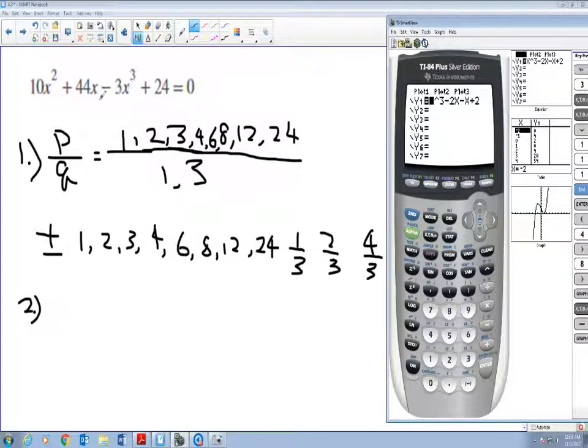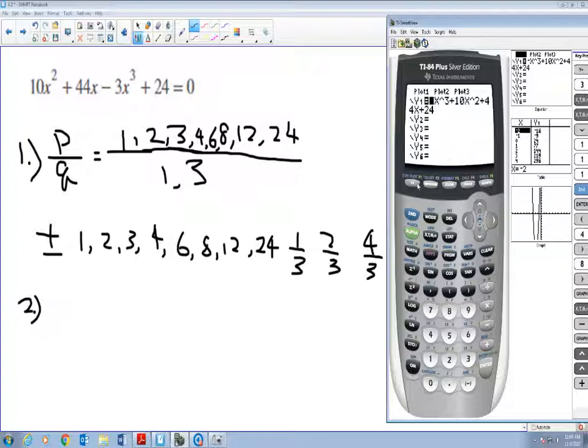This is x to the third, but it's a negative coefficient. Negative x to the third plus 10x squared plus 44x, then plus 24. So this type is left side up, right side down by the leading term test. Let's go up, let's go down. One more.